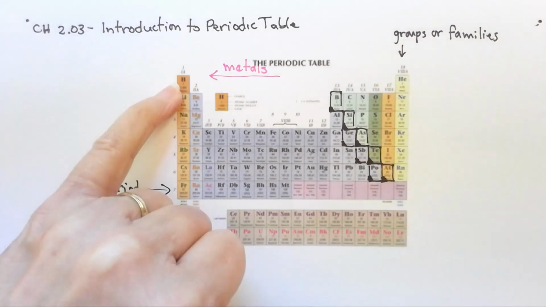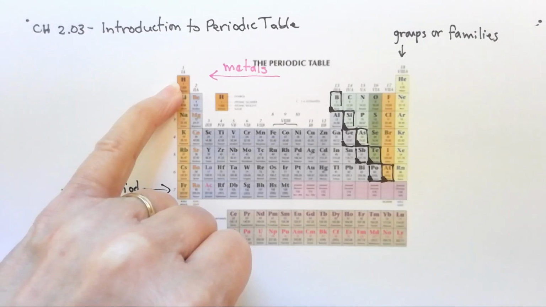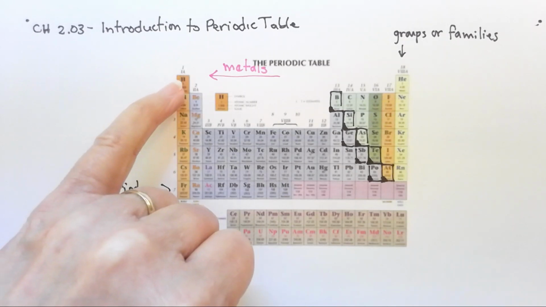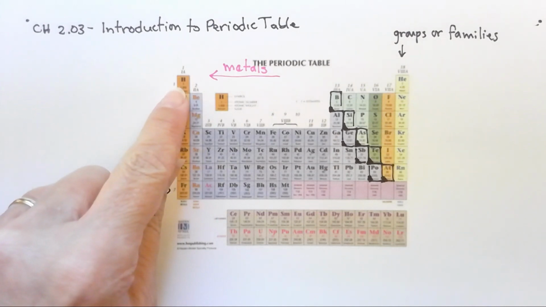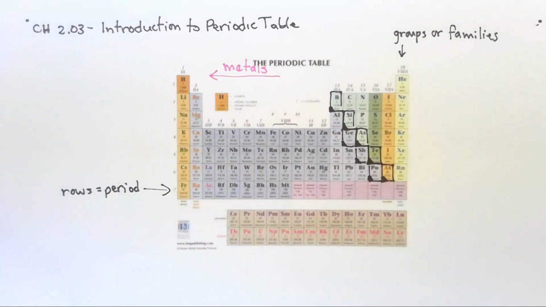Hydrogen's a gas. Hydrogen's kind of like that odd puzzle piece that we can't find the box it goes to. It's on this side of the table because that's where its number of protons says it needs to be, but yet it doesn't really act like a metal. So hydrogen's always the odd man out.